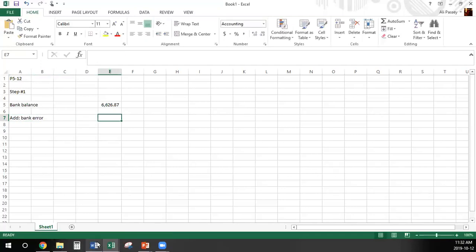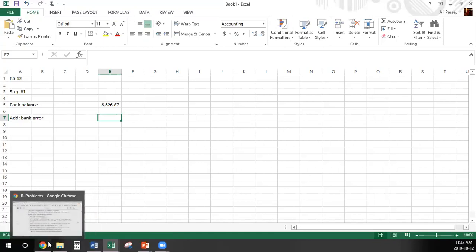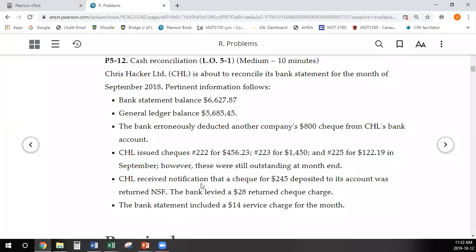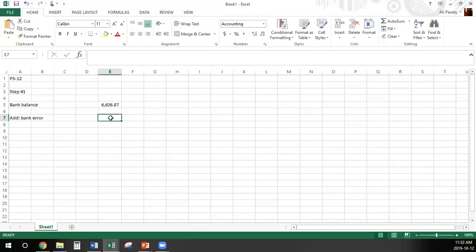The next thing that we would need to do is to add back the bank error. So it states in the question that the bank deducted some other company's check from CHL's bank account in error. So we would need to fix the bank balance so that it's correct. Since the bank shouldn't have deducted that $800, we would need to add that back to the bank balance.